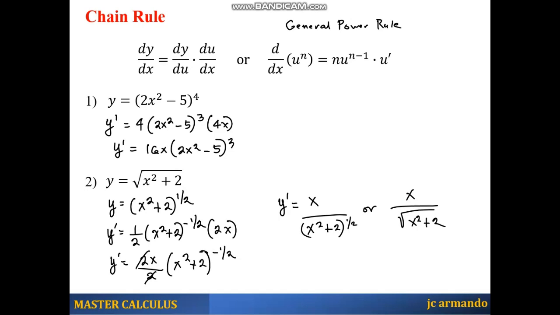So that's how you use the chain rule. Let's check again. I think that's correct: 1 half times x squared plus 2 to the negative 1 half times 2x. So that's correct.